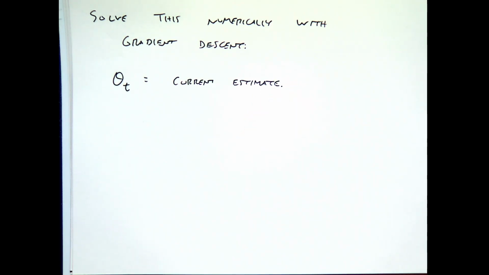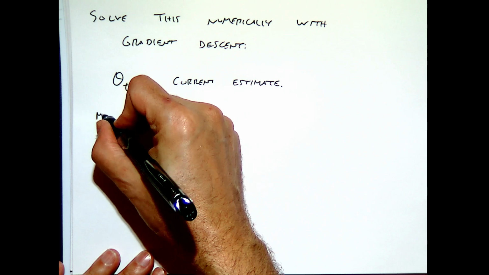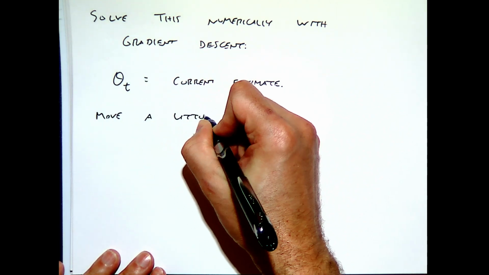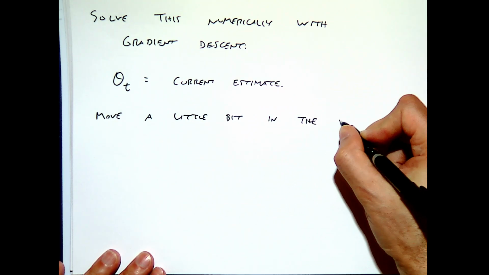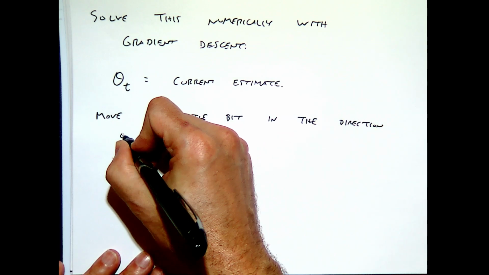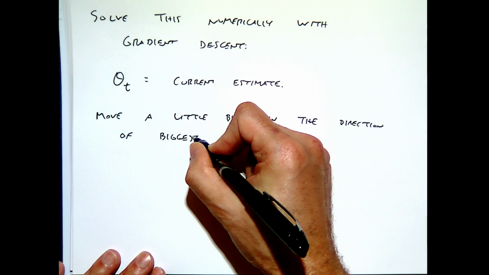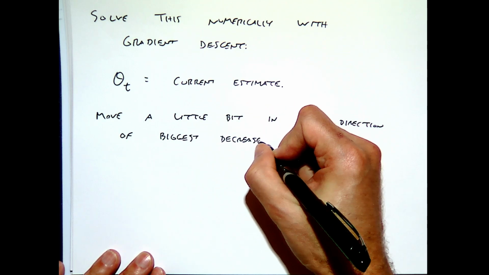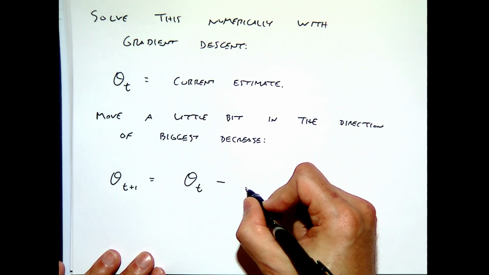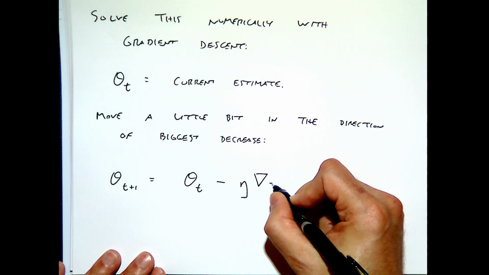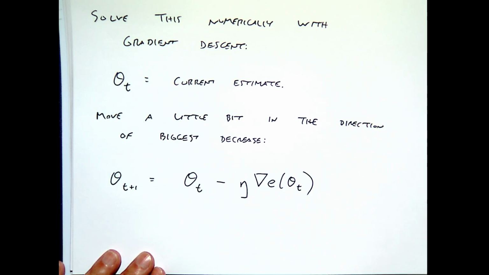Remember that I'm trying to minimize the cost function. The gradient at a given point is always pointing in the direction of maximal increase. So what I want to do is go in the direction of minimal increase, right? So we want to move a little bit in the direction of biggest decrease. Right? So my next estimate is basically where I am now minus some step along the gradient of my error function at this point, right?